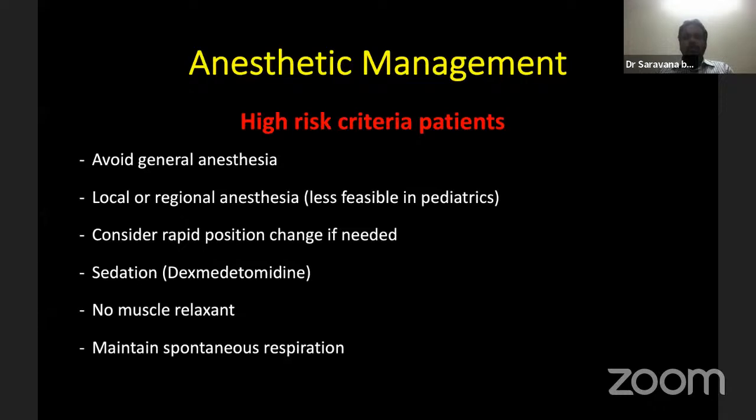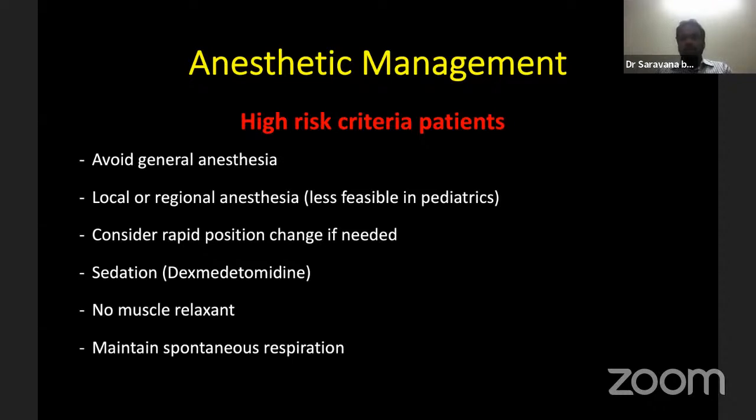We also think about, if the patient, after giving a mild sedation or anything during the procedure, develops any symptoms of airway compression like dyspnea, stridor, all those things, we should have a backup plan where we are able to change the position of the patient so that the patient will get relief of symptoms. Also, a few studies have recommended dexmedetomidine as a sedation in these kinds of cases, which may maintain the respiration and may not cause much respiratory depression.